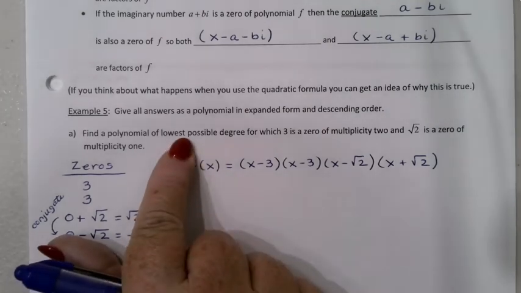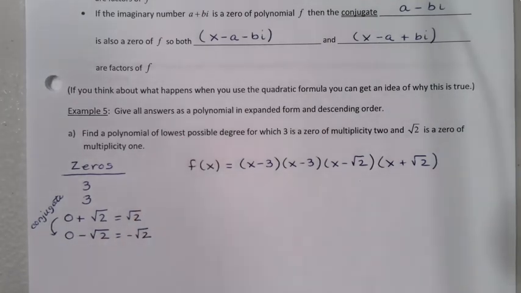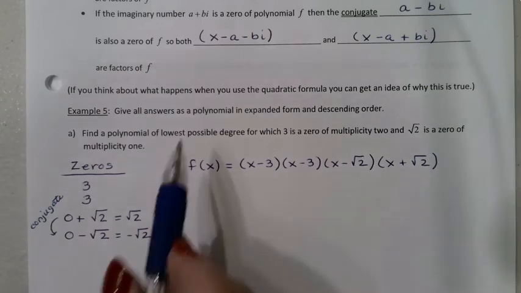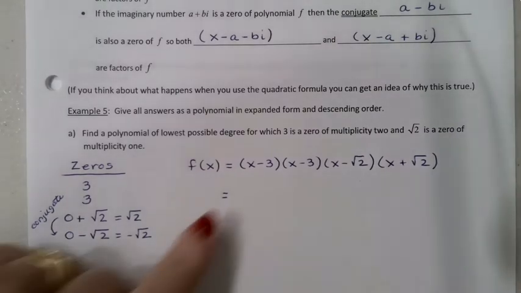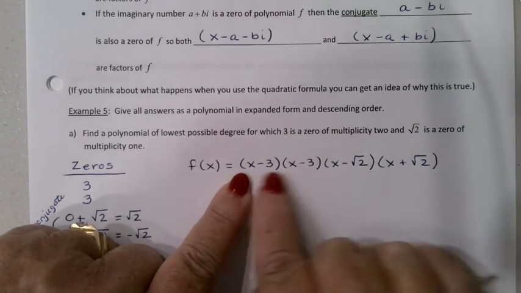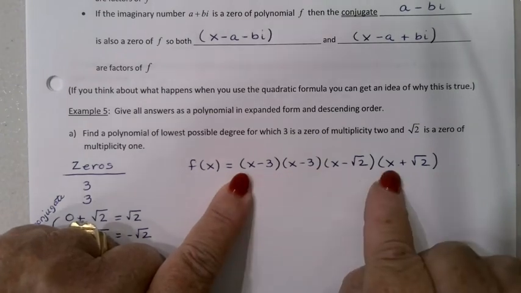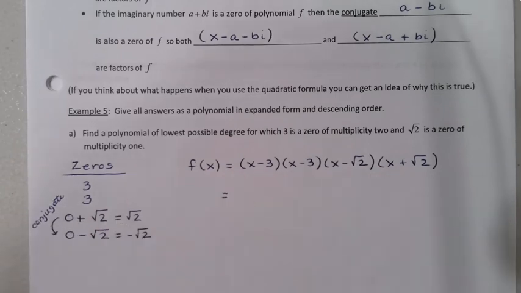Now it says lowest possible degree, so I don't want to add any more factors just for fun, because first of all, it wouldn't be fun, but secondly, it would increase the degree if I added additional factors, and I don't want to do that. I want to keep my degree as low as possible. All right, so let's start multiplying out this polynomial. By the way, before I even start, can you tell me what the degree is going to be? I have x to the first multiplied by x to the first 4 times, right? There's 4 x's multiplied together here, so it's going to be x to the 4th eventually. This is going to be a 4th degree polynomial.